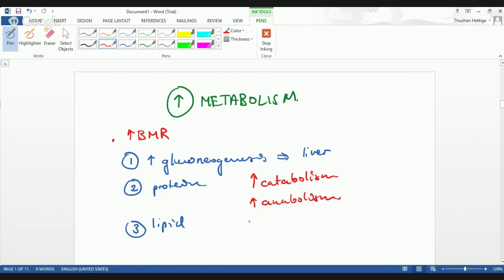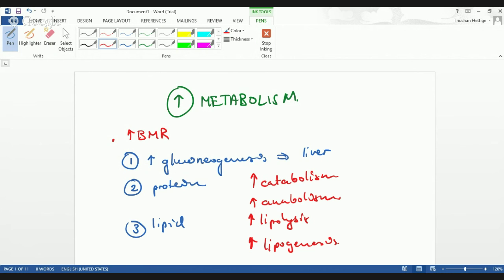Thyroid hormone causes lipolysis, which we all know, yeah? It also increases lipogenesis, funnily enough. In simple terms, again, it increases the turnover of lipid, yeah?